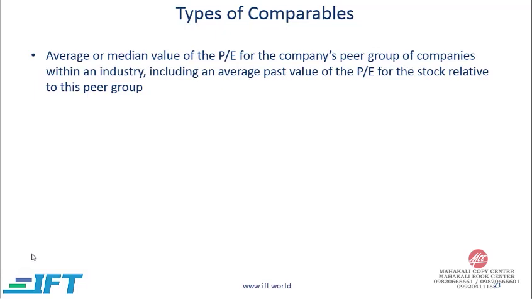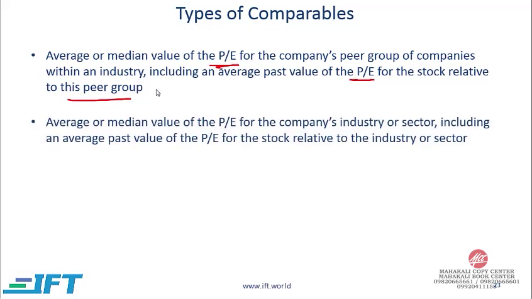Obviously, in this method, a critical element is the comparables. So what are the types of comparables that you use? One is the average or median value of the PE for the company's peer group of companies within an industry, including an average past value of the PE for the stock relative to its peer group. So all this is saying is that you take the average PE of companies in the industry or comparable companies.